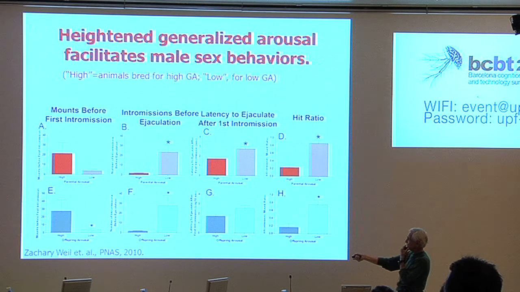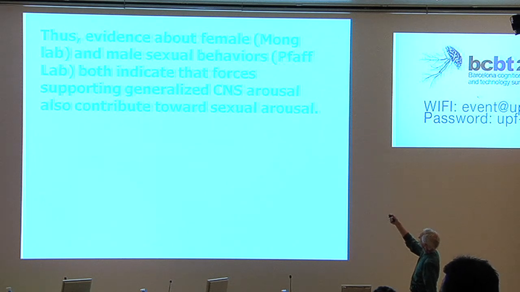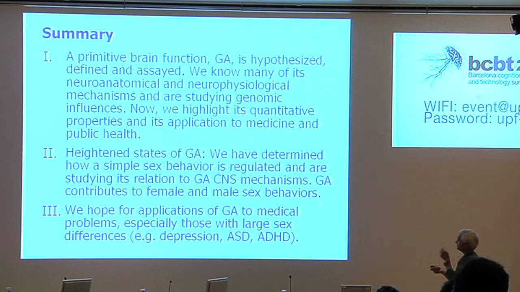The data are here, and this was all published a couple of years ago. So in females and in males, females from the Jessica Mong lab at Maryland and the males from our lab at Rockefeller both indicate that the forces supporting generalized arousal contribute towards sexual behavior. So summarizing the entire talk, we're trying to go for the simplest, most primitive, most elementary brain function that there is. If we were doing geophysics, we'd be trying to study the magma of the Earth. And so we hypothesize it, we define it, we assay it, and we know some of its anatomical, physiologic, and genomic mechanisms. We're now trying to highlight its quantitative properties, and we may be stumbling in doing so.